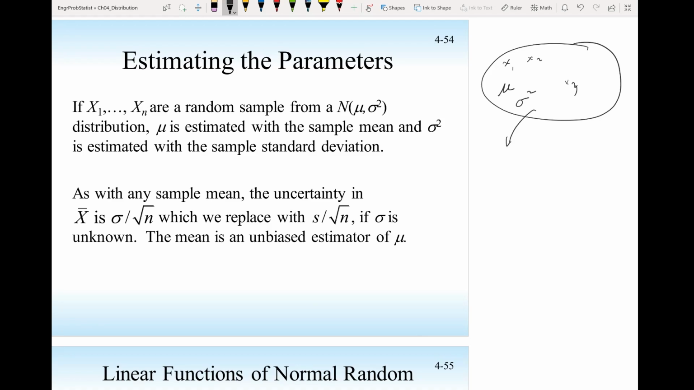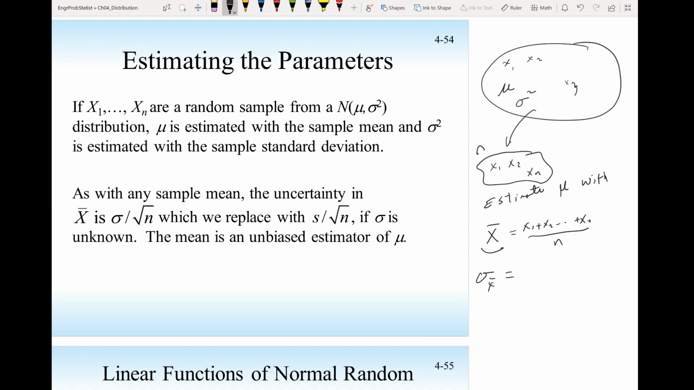So you take a sample of good size and you estimate mu with the sample mean x bar, which is x1 plus x2 all the way to xn, divided by n, the size of the sample. And the uncertainty in this estimate will equal the standard deviation of the sample divided by the square root of n, and we showed that in previous slides. If you have the standard deviation of the population, then you replace it by the actual standard deviation of the population. But usually we don't have it, so we use the standard deviation of the sample we took.